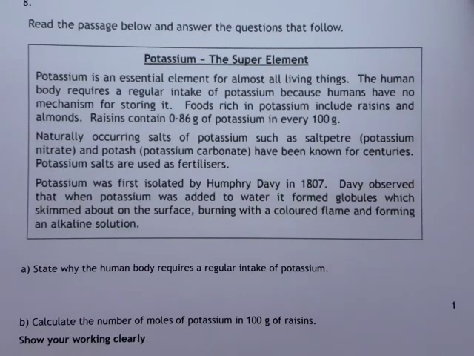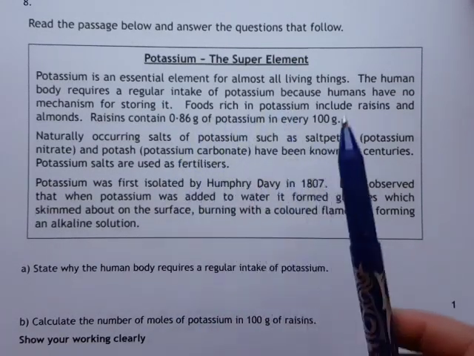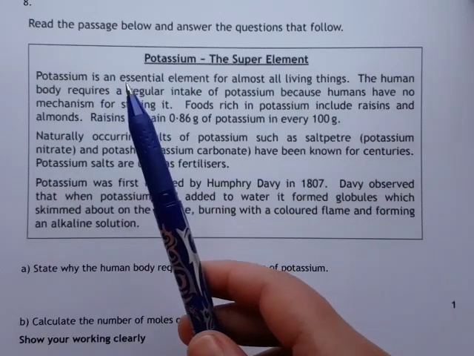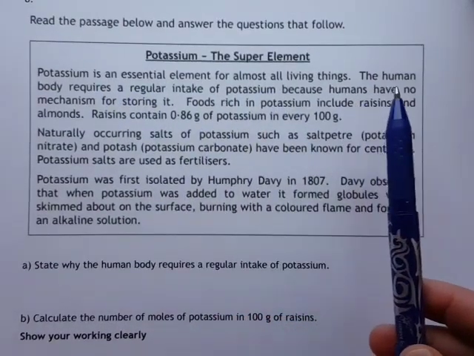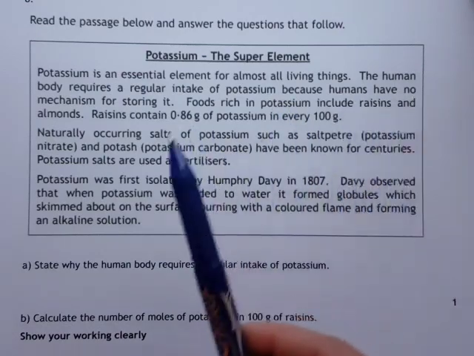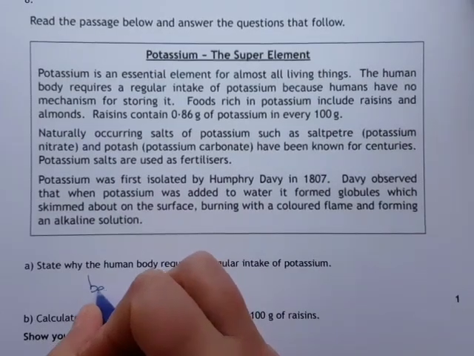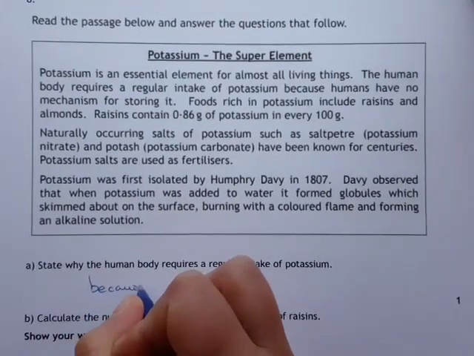So this is one of these questions where you've not been taught this in chemistry, right? We haven't learned about why the body requires a regular intake of potassium. But if you see something you think, I have no idea, then chances are the information is going to be in the question. So for this one, you just need to look at the information in the passage, and potassium is an essential element for almost all living things. The human body requires a regular intake of potassium because humans have no mechanism for storing it. So I think, again, almost everyone got that, which is great.